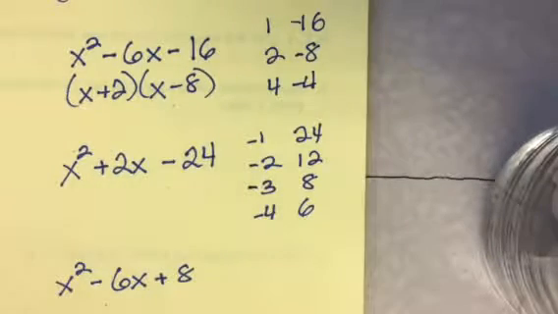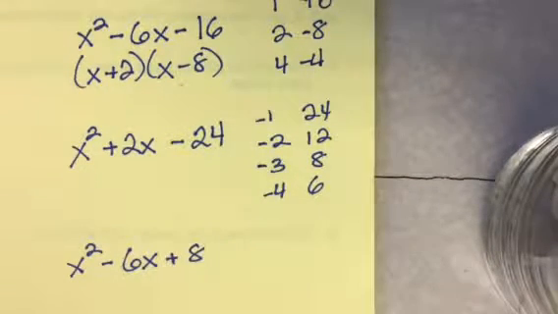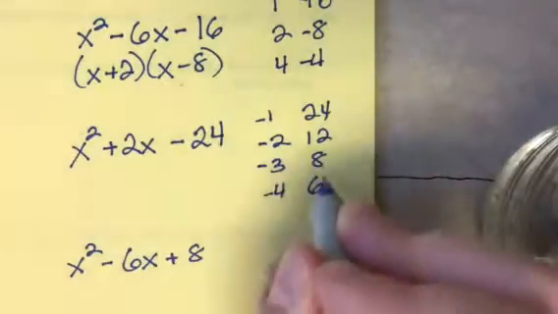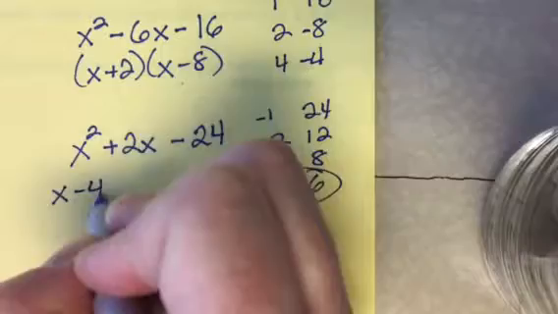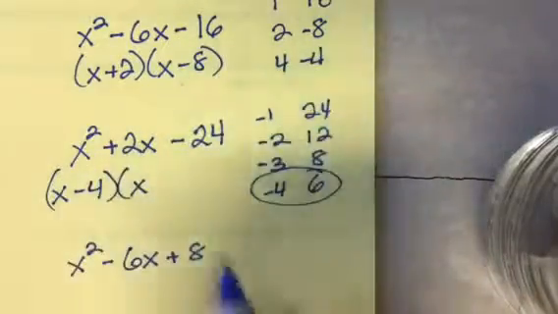So I think which of those then would add to get +2? And it looks like it's these ones. So that means it came from x minus 4 times x plus 6.